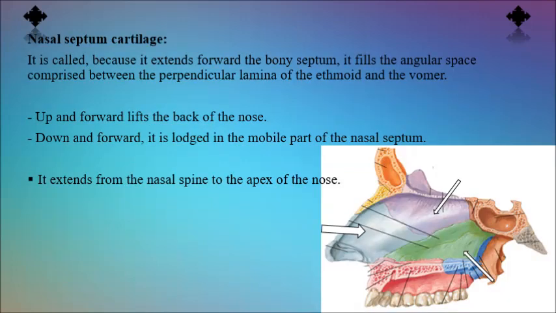It is called this because it prolongs the bony septum forward, filling the angular space between the perpendicular lamina of the ethmoid bone and the vomer bone, which we can see in the image: purple for the ethmoid bone, green for the vomer bone and light blue for our protagonist, the cartilage of the nasal septum, which by its position raises the back of the nose up and forward. It also extends from the nasal spine to the vertex.